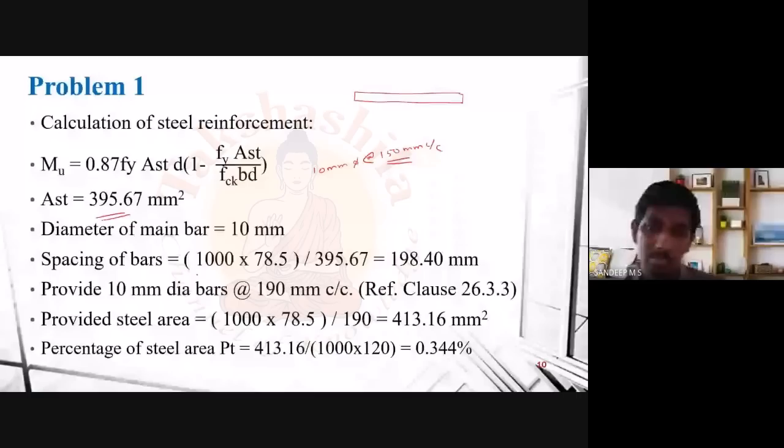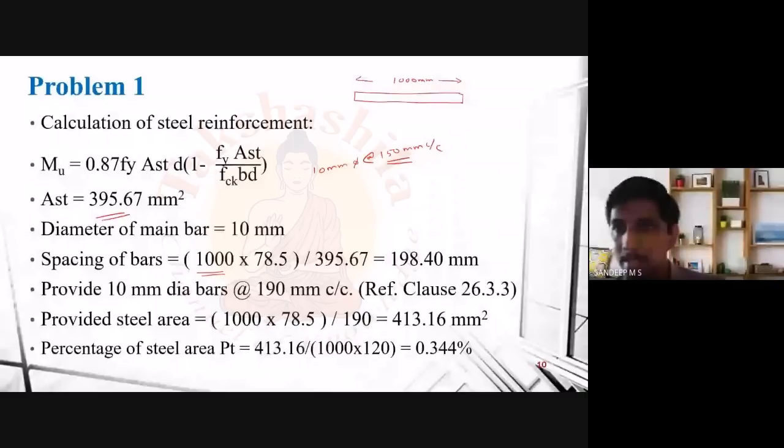For that, the spacing of the bars, and please do remember that we have taken the width as 1000 millimeters, will be equal to 1000 multiplied by the area of cross section of one bar divided by the total area which is required. So let's assume that this is 1000 millimeters.